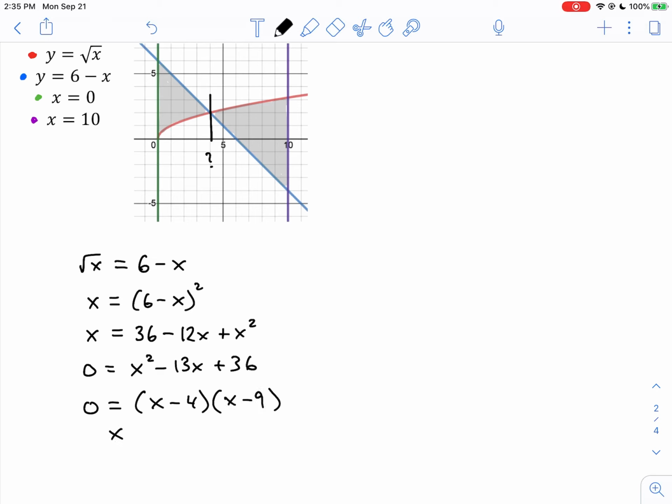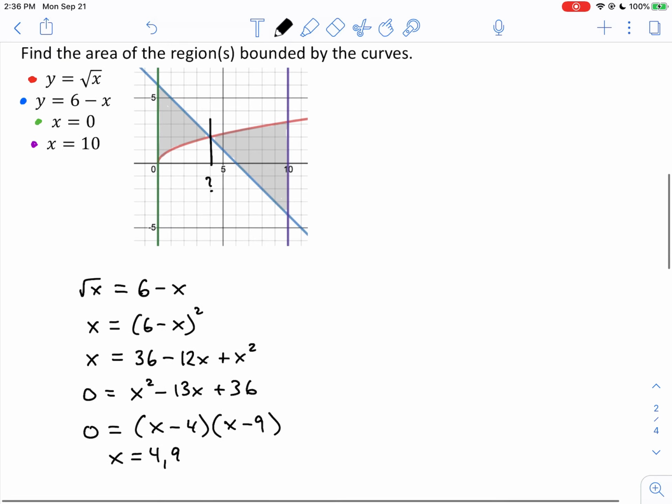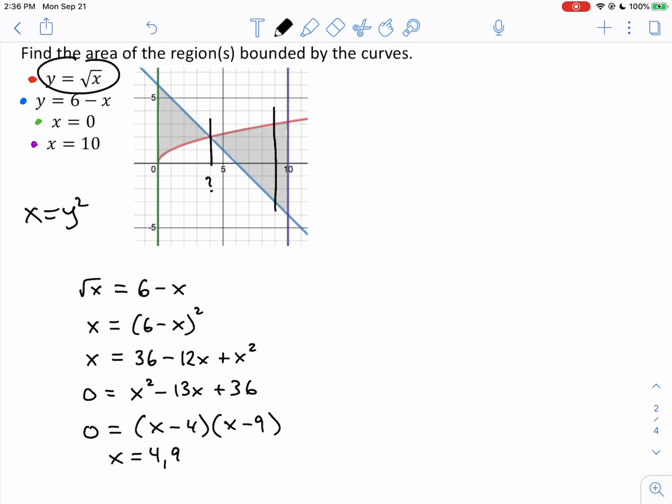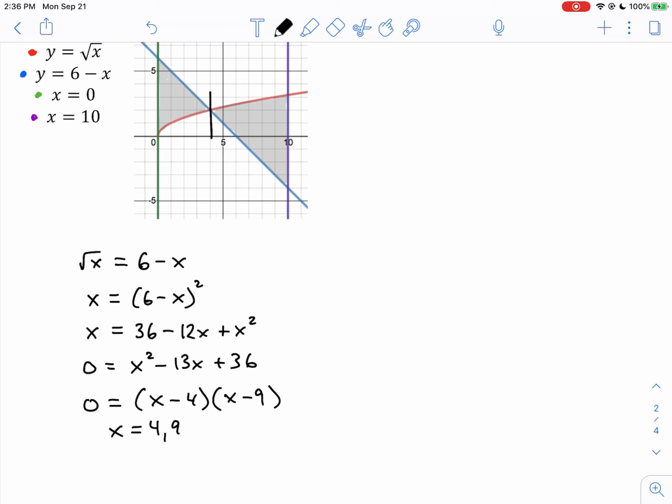So you seemingly get two answers out of this, 4 and 9. But if you look at the image, over here is where 9 is at, and the red and blue do not intersect. However, if you were to change this equation to x equals y squared, it would actually be a complete parabola, and you would see a second point of intersection over here. But for the purposes of this task, 4 is the only valid answer that we're after here.